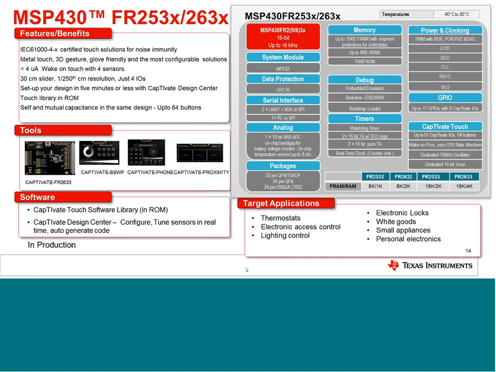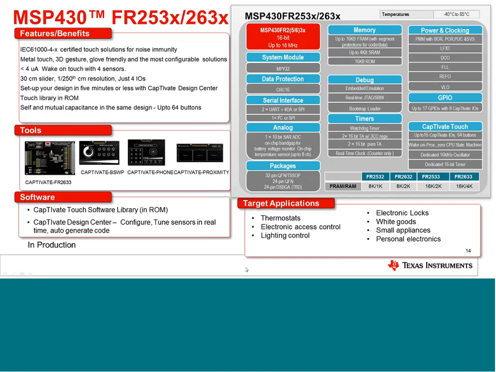So in terms of tools, this is the kit that we have. It's called the CapTIvate MSP CapTIvate Development Kit. You can buy it from TI eStore or from Element 14 or any of our other distributors. It costs 99 cents. It has the following boards.